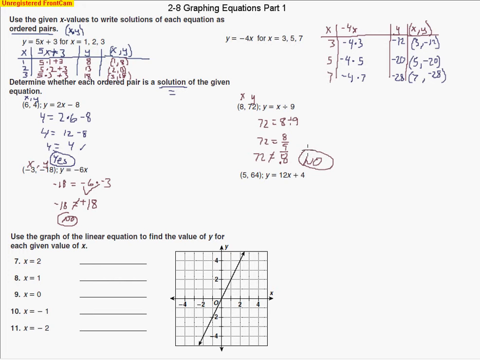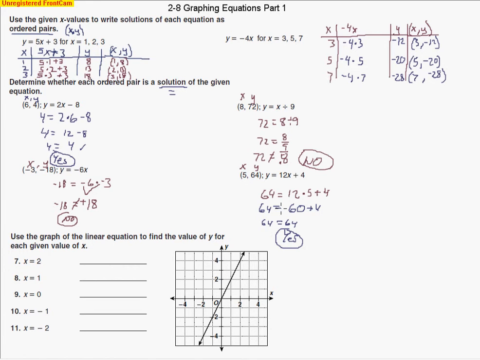Let's take a look at our last one here. Again, our x value or y value, so we substitute. So we got 64 equals 12 times 5 plus 4. Well, if you remember your 12s, you'd know that 12 times 5 makes 60. 60 plus 4 should equal 64, and sure enough it does. They do equal. So when they equal, that's when you say yes, that point is a solution.